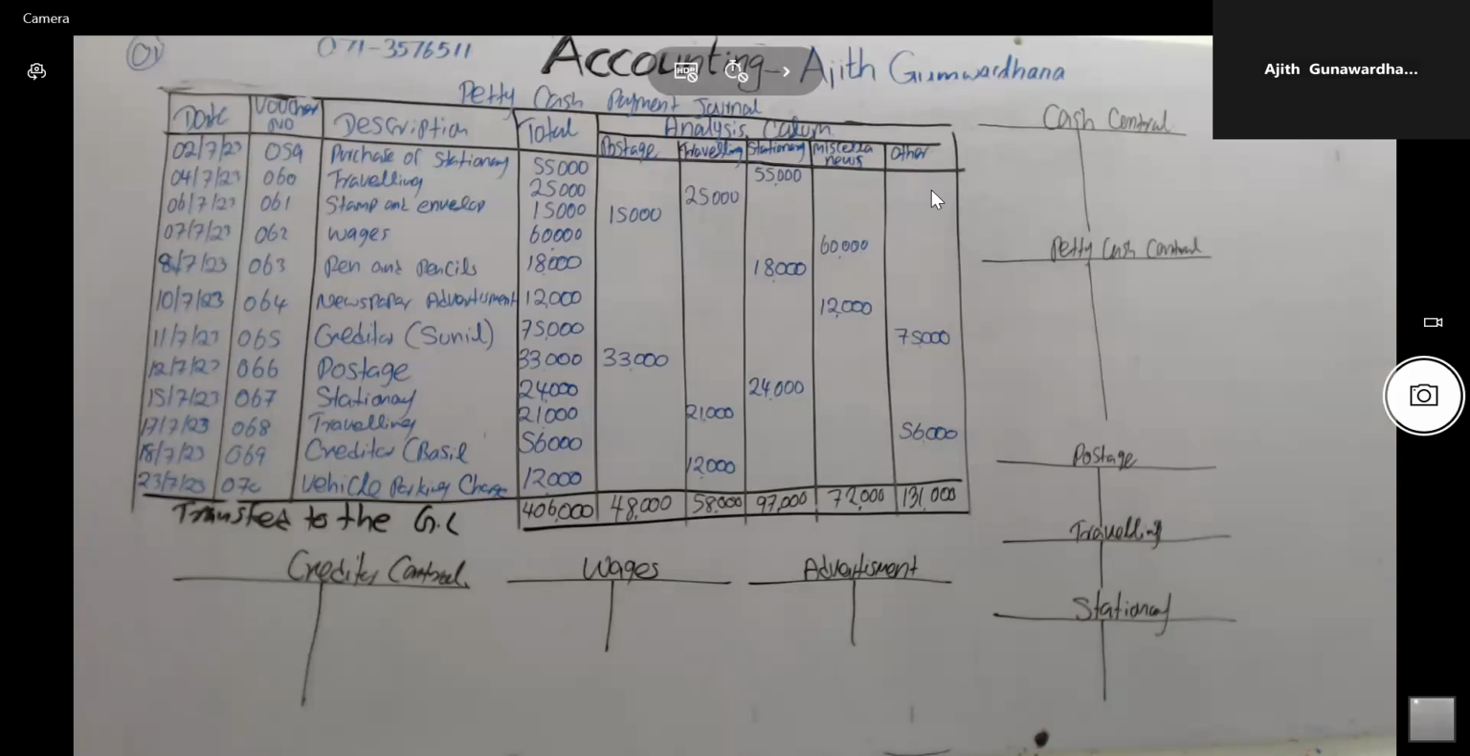Prepare the ledger accounts: cash control accounts, petty cash control accounts, postage, traveling, stationery, and miscellaneous. It includes wages as a separate ledger account, and newspaper advertisement also as an advertisement expense. Then in the other column, payment for creditors is available. There are many individual creditors available, but in the general ledger you have to maintain only creditor control accounts. Right now, think how to record in the ledger accounts.